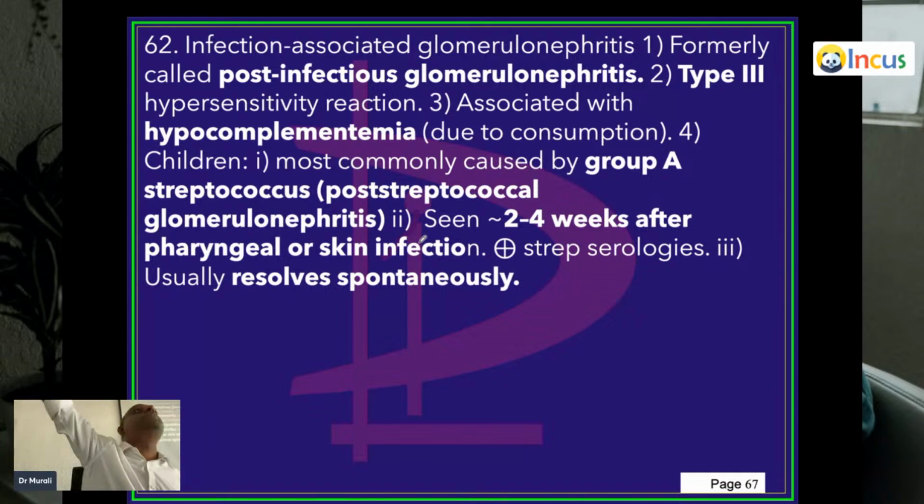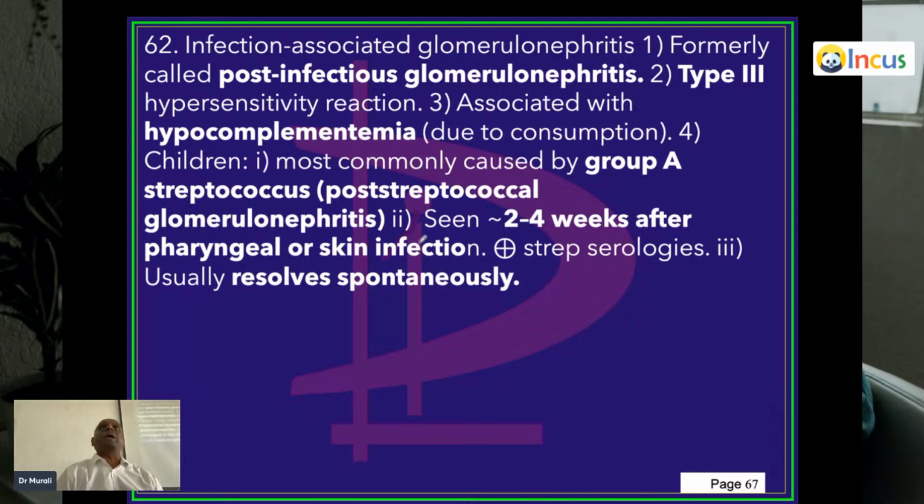Hypocomplementemia is a feature because of immune complex deposition disease, but complement will return to normal within 6 weeks. It is group A streptococcus that is responsible, and after group A streptococcus sore throat, the patient gets glomerulonephritis 2 to 4 weeks after. Another important point: streptococcus sore throat and streptococcus skin infection, either can lead to glomerulonephritis, but rheumatic fever is only because of sore throat, not due to the skin infection causing strains.